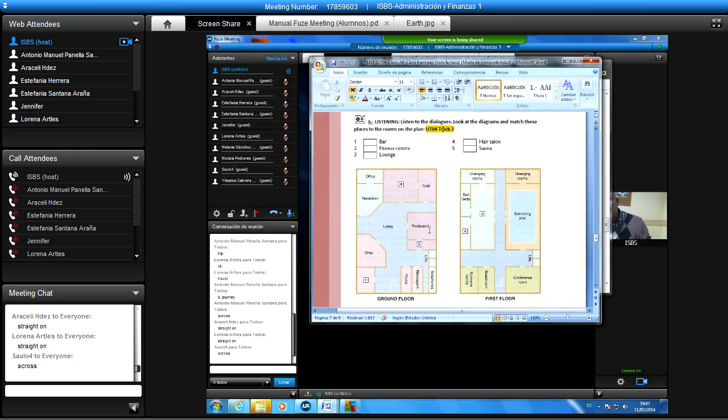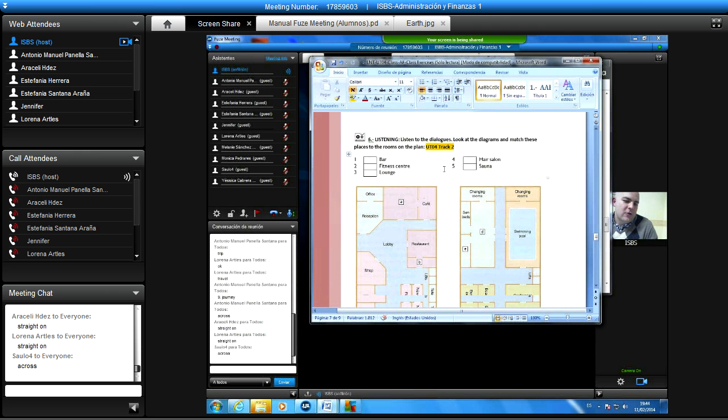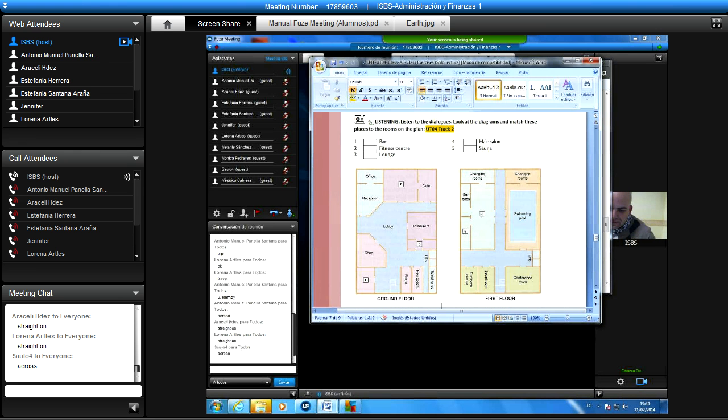So here you have a map, a plan of a hotel. And we have letters A, B, C, D, and E, okay? And these are the places: the bar, the fitness center, the lounge. Remember the meaning of lounge? Lounge.